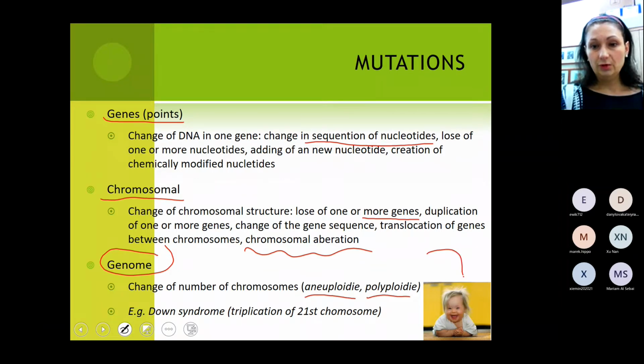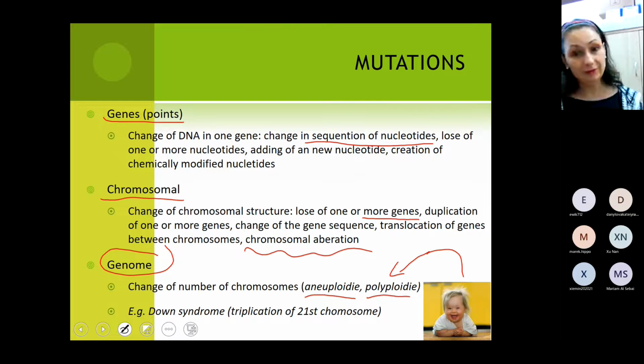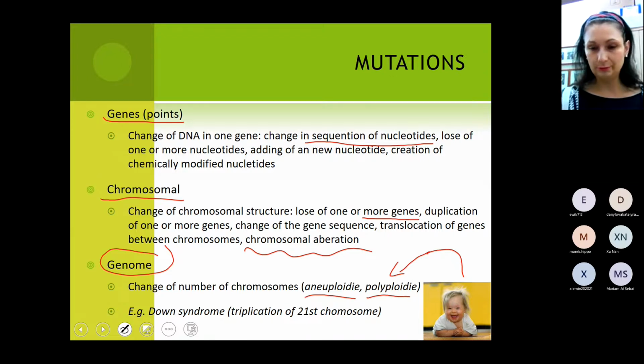This is an example of polyploidism. So it's Down syndrome, which is caused by the triplication of the 21st chromosome. Normally we have 2 copies of every chromosome, including the 21st chromosome, but people suffering from Down syndrome have 3 copies of the 21st chromosome.